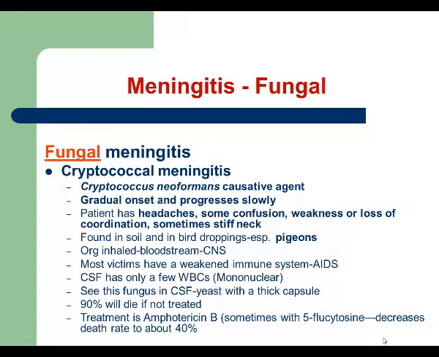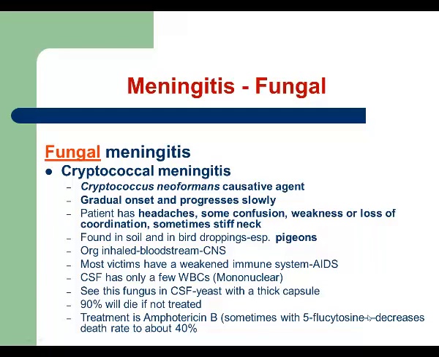Next one is fungal meningitis, and as an example, we're going to talk about cryptococcal meningitis. It's caused by a fungus named Cryptococcus neoformans. It is a yeast with a thick capsule. The source of infection will be birds and bird droppings, infected birds and bird droppings. Also, it can be found in the soil. People usually get infected when they inhale this fungus.